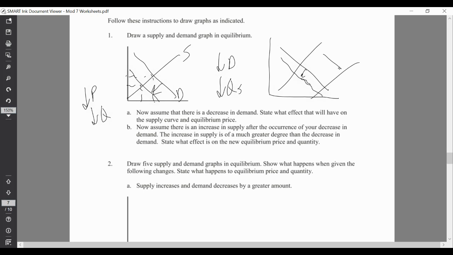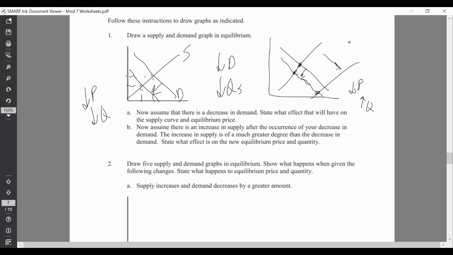All right, here's an increase in supply at a much greater degree. What will we see happen? Well, with the new supply curve drawn to the right of the existing one, we went from here to here, right? And now we're going from here to here. So now with that, we will see a decrease in price, right? But yet an increase in quantity, right?